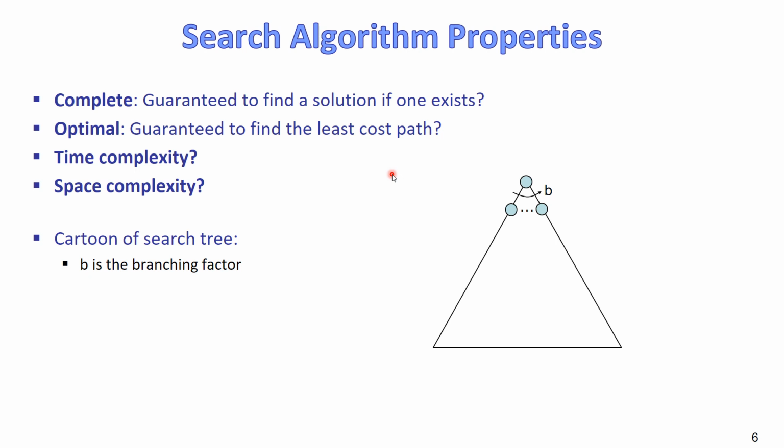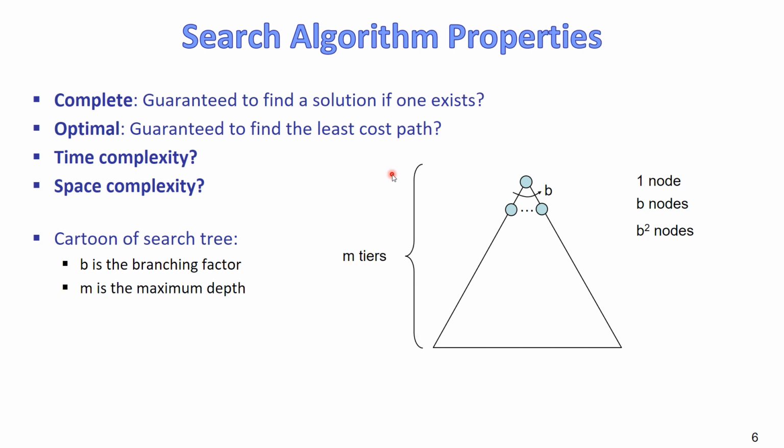At level 1, we have b nodes. Each of these will have b nodes as children. So at level 2, we have b squared nodes. Okay, and at level 3, we have b cubed, and so on. If I have m tiers, we call these tiers, or levels. So if the search tree has m tiers maximum, then at the deepest tier, we will have b to the power m nodes. Okay, so remember these things because we will use them in calculating the time and space complexities.